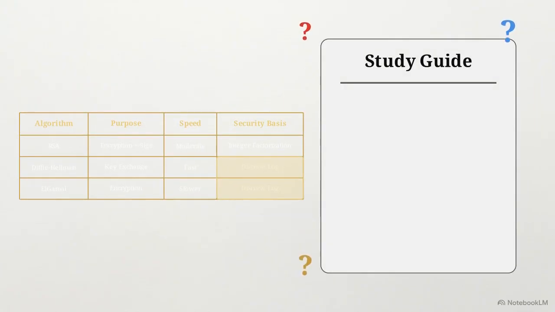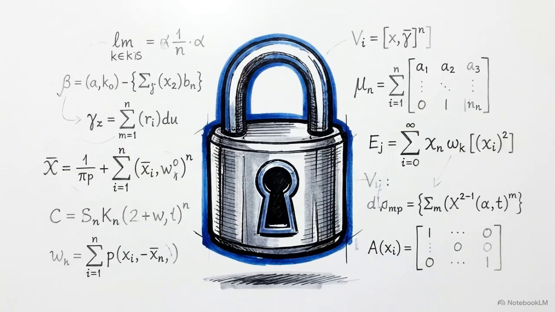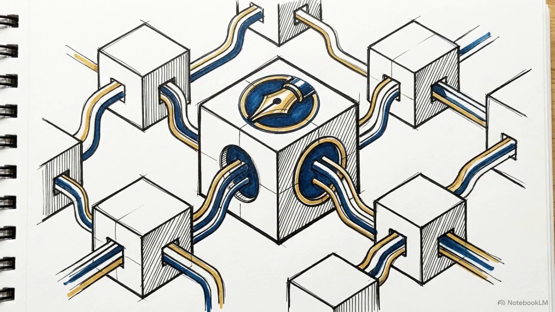Use these exam notes and discussion questions to guide your self-study. Ensure you can explain the Diffie-Hellman exchange and perform the basic RSA calculations manually before our next session. Understanding these mathematical foundations is the necessary preparation for our next topics, digital signatures and the implementation of blockchain technology.